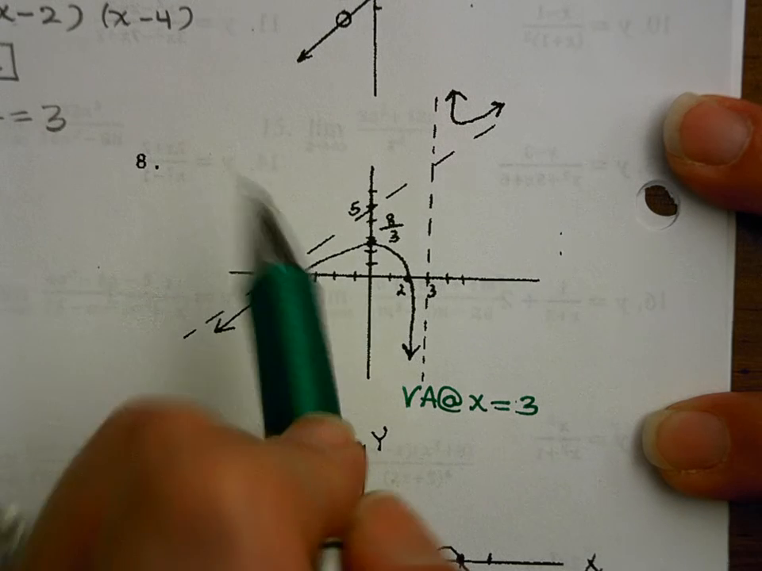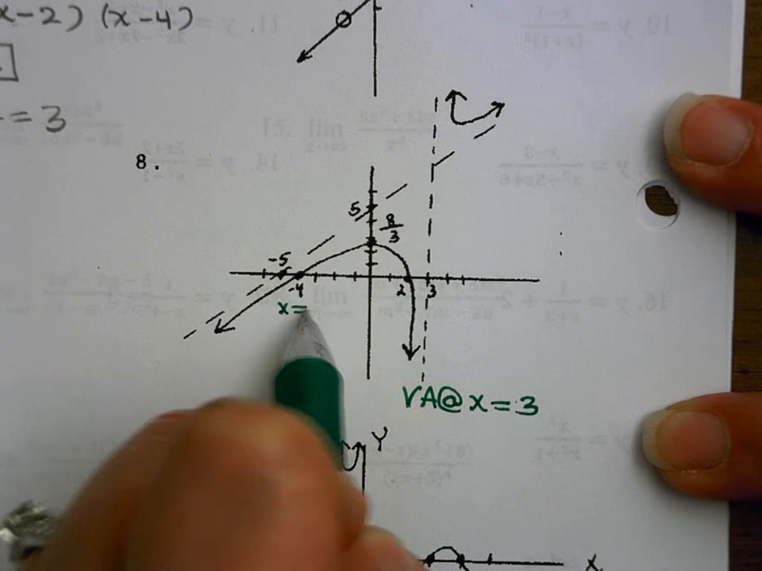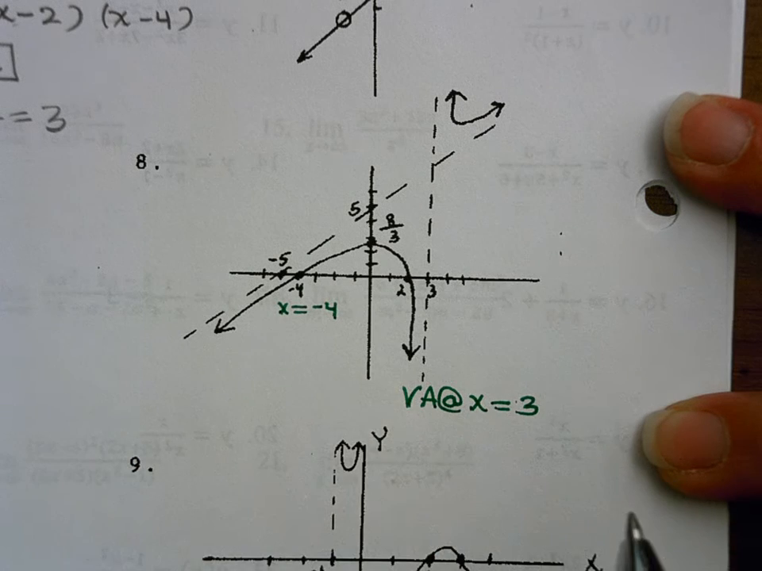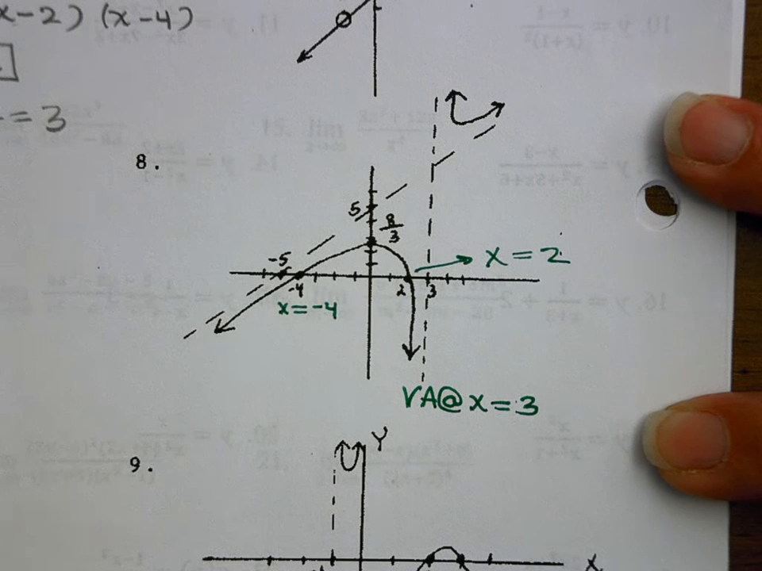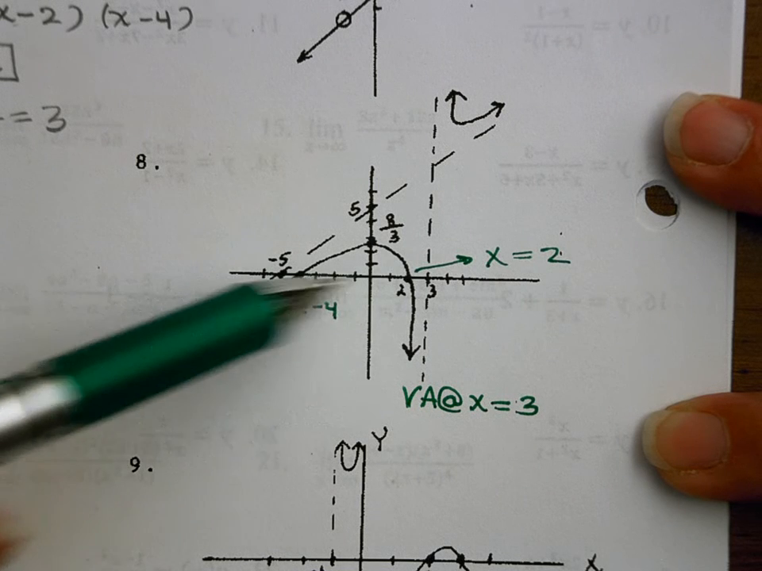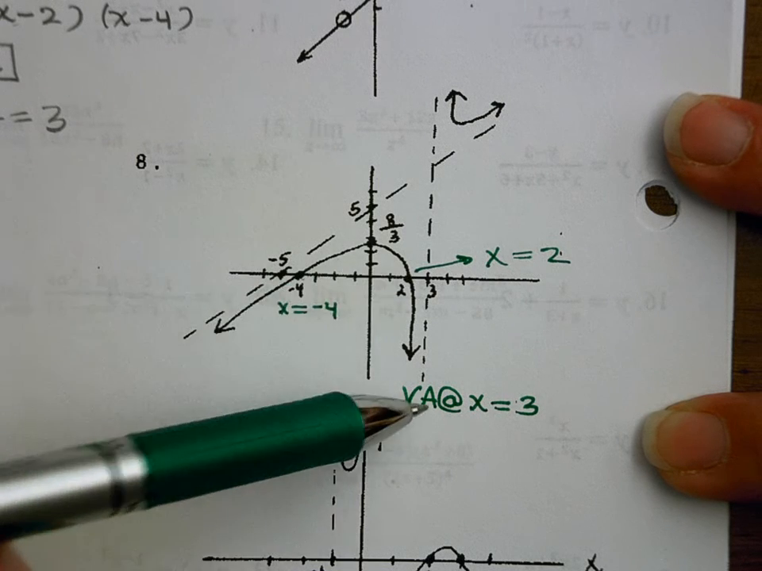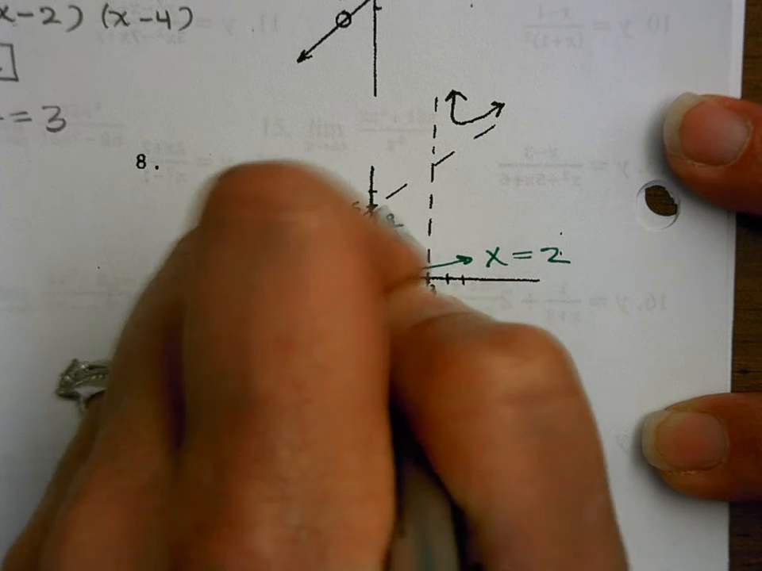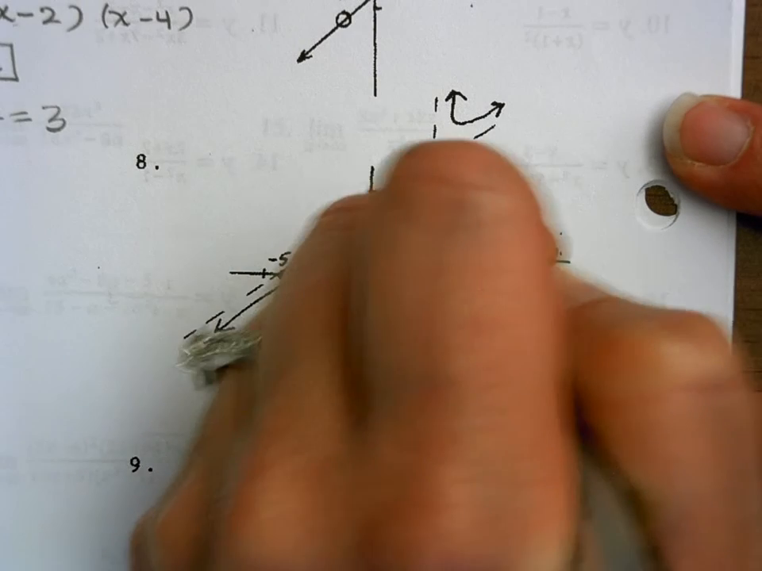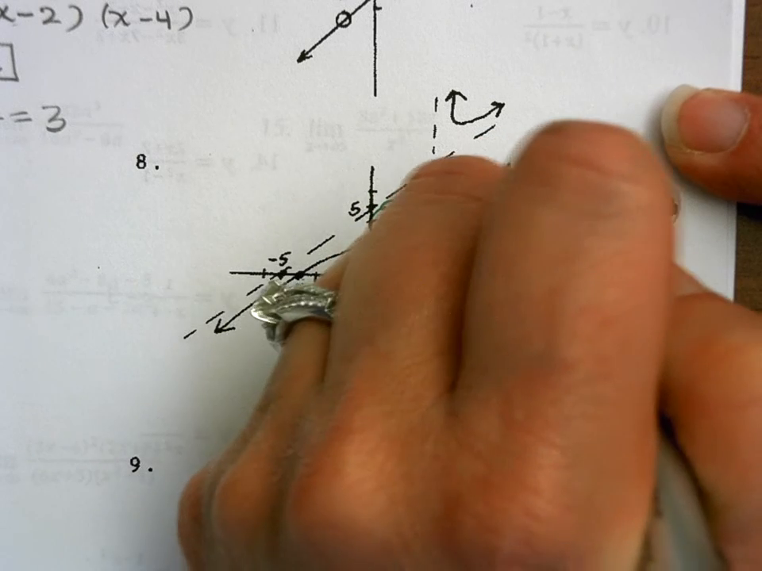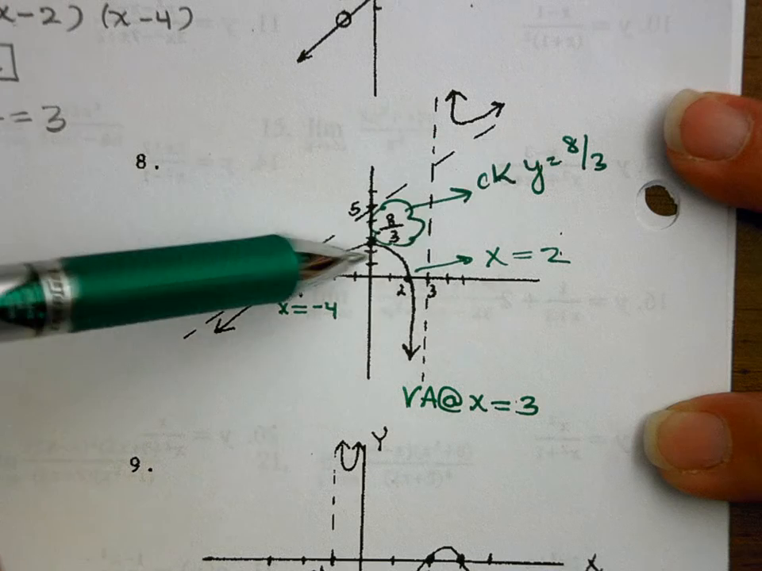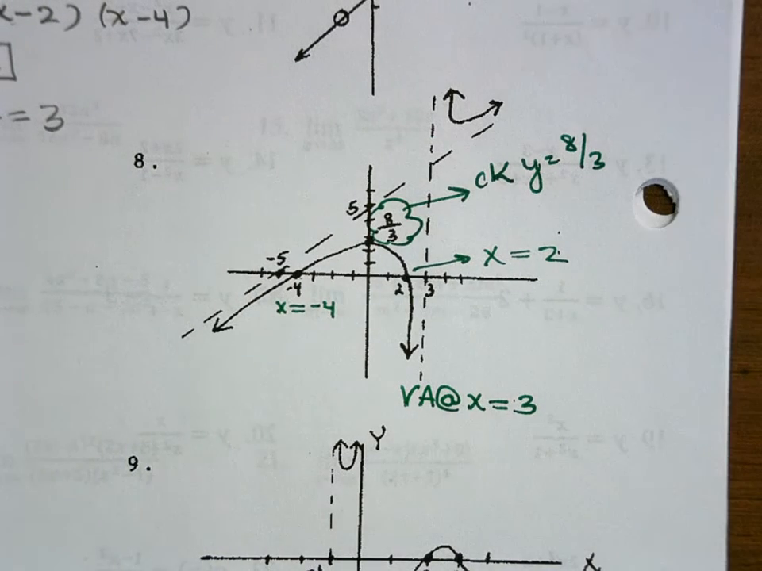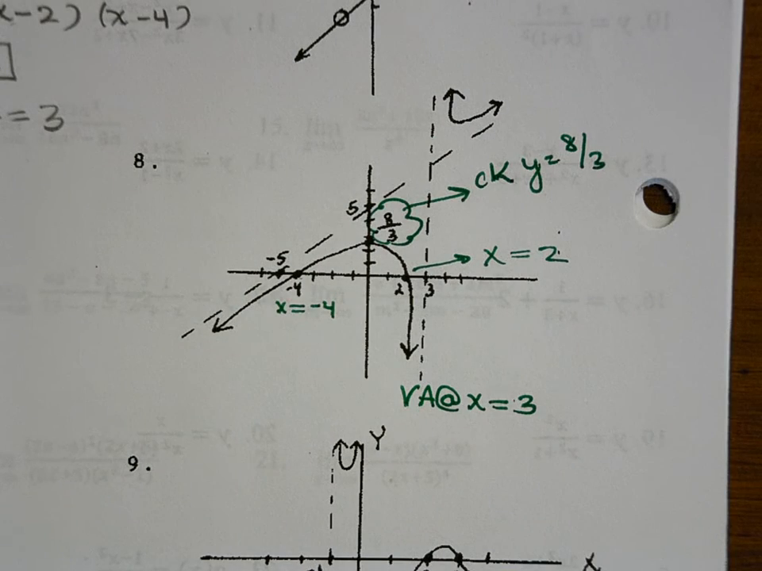And I have an x-intercept at negative 4 and at 2. So negative 4, positive 2. And then I'm going to use this for my check, right? So I don't have a horizontal asymptote, so I'm going to check my y-intercept at 8/3 when I think I'm finished, just to verify that I have 8/3 as my y-intercept.